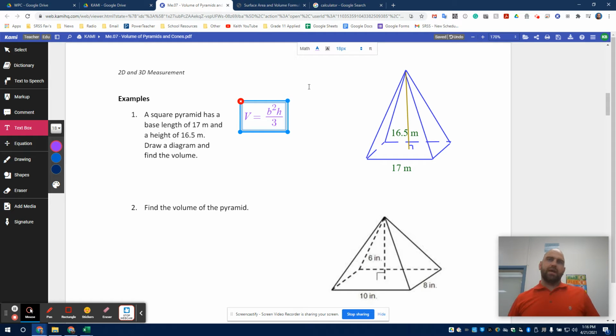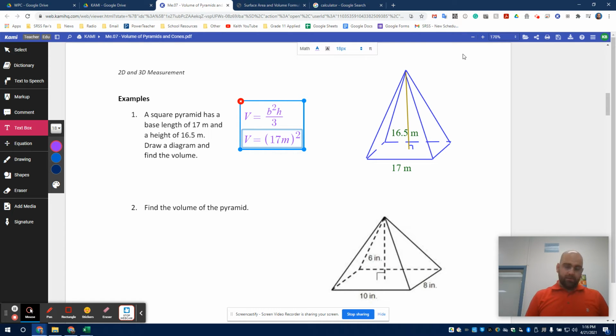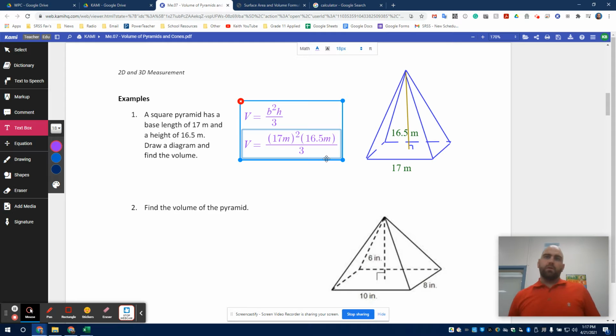I'm going to go through the example with you with how to do that with a calculator as well. So our formula then, volume is equal to the base, which is 17 meters squared, times the height, which is 16.5 meters, and we're going to divide the whole thing by 3.